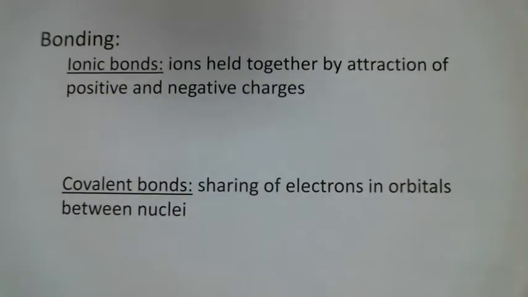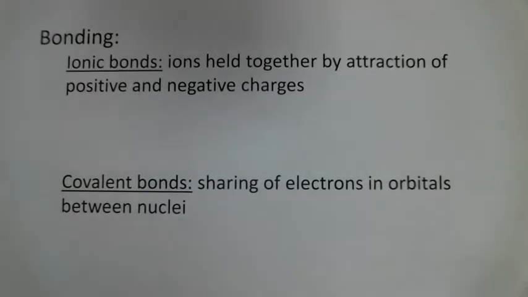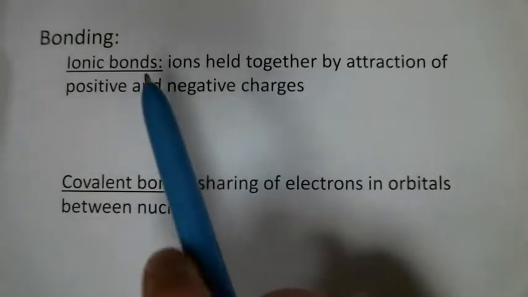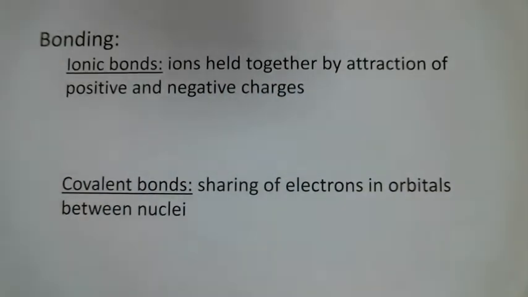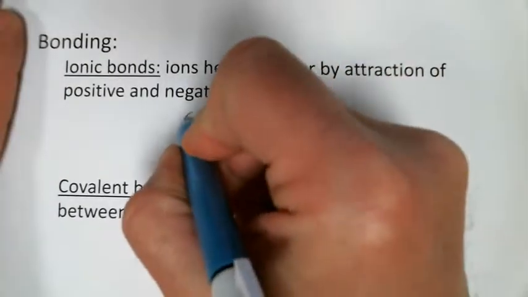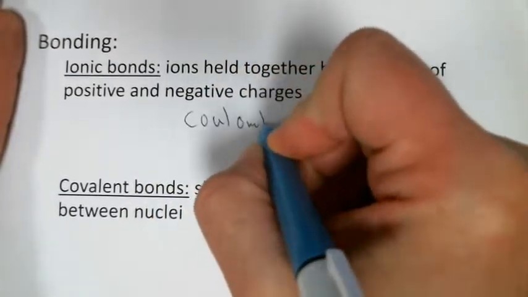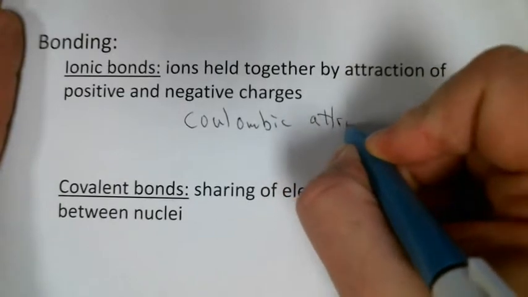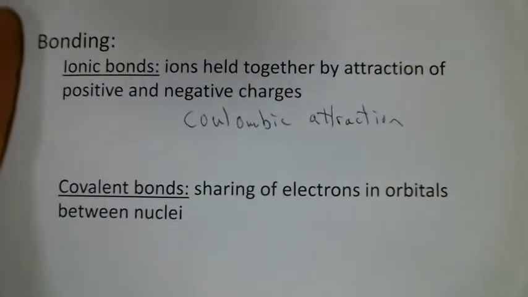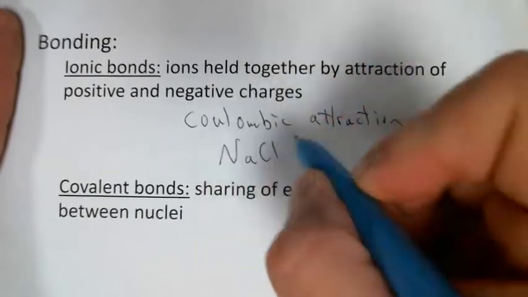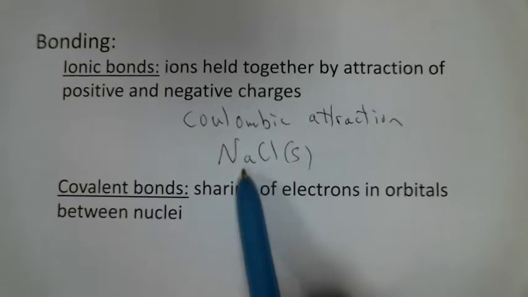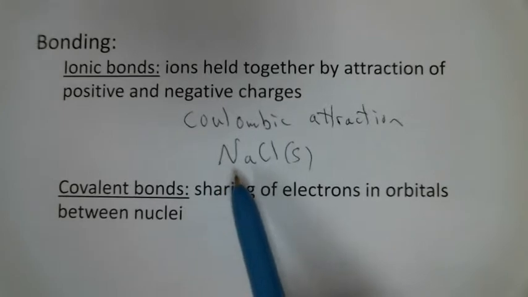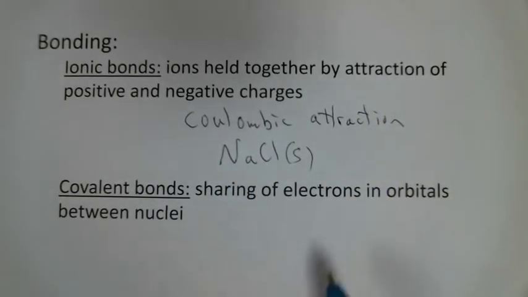And I don't really think of ionic bonds as bonds because they're not individual bonds, right? We've got ions held together by the attraction of positive and negative charges. So these are those Coulombic forces, Coulombic attraction. And when we think of a sodium chloride compound, it's not one sodium ion and one chloride ion. It's a sodium ion with a whole bunch of chlorides around it, and all the chlorides with a whole bunch of sodiums around it. They're not individual.